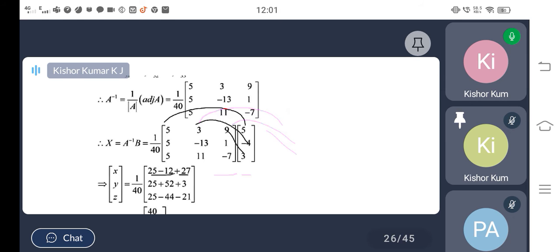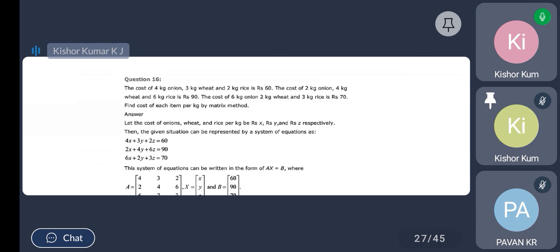Question number 16, they did not mention the equation directly. Instead of mentioning the equation, they provided some statements. Now what do we have to do here? Using those statements, first we need to find the equation. So after finding the equation, we will get what we have to do further. It's very simple. The statement what we have here.